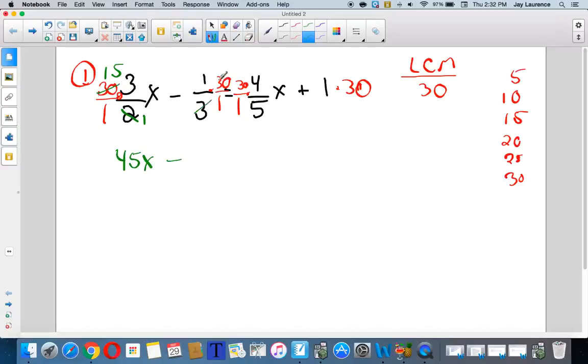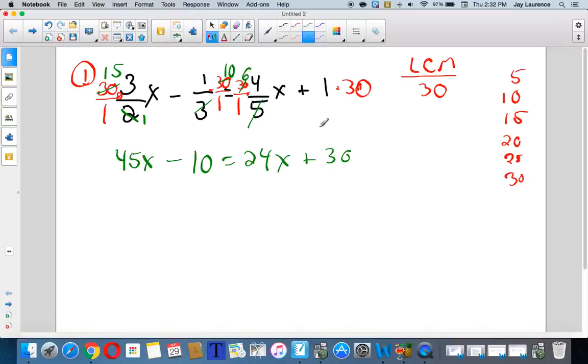Okay, 3 goes into 30 10 times. 10 times 1 is 10. Here I get 5, oh I need my equal sign. 5 going into 30 6 times. So we have 6 times 4 times x, which is 24x plus 1 times 30.